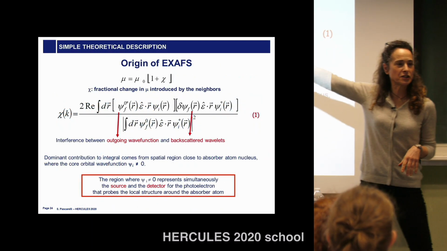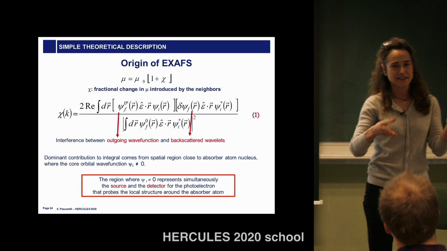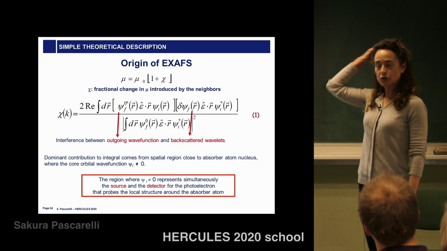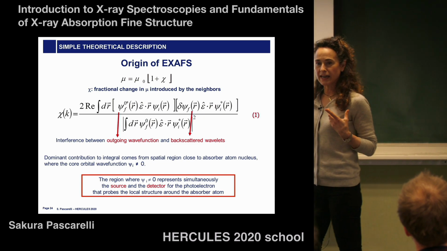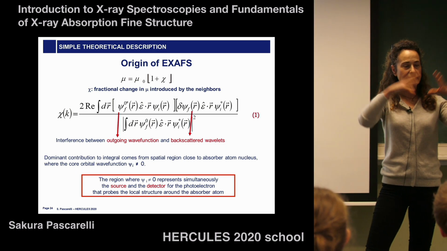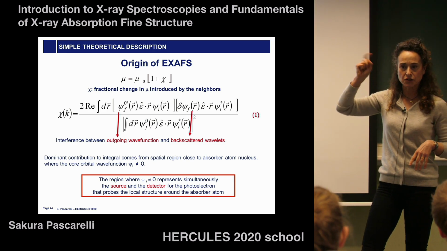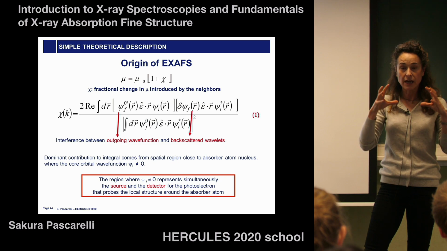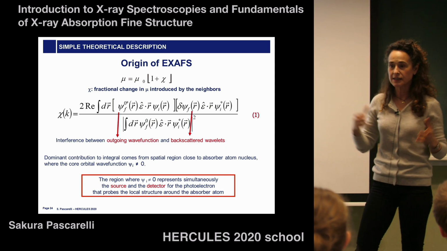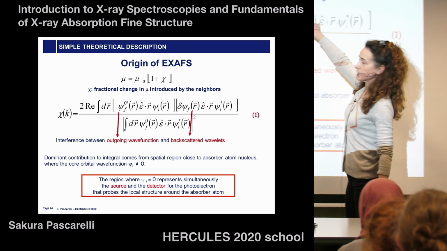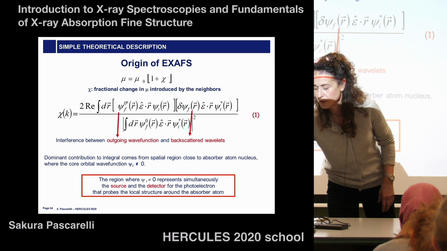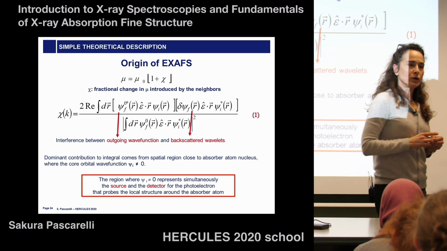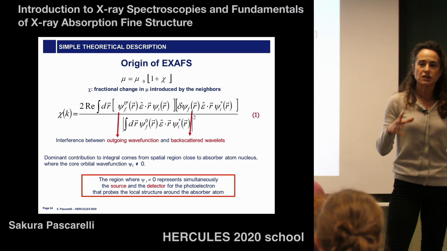Okay, so we finished the difficult math, more or less. And so this formula here explains, I hope, why if you have an isolated atom, you don't see these oscillations, right? And if you have an atom surrounded by other elements, then you get all these delta psi f, okay? And that's what gives you all these modulations. Okay, now we will go to the interpretation of the oscillations.